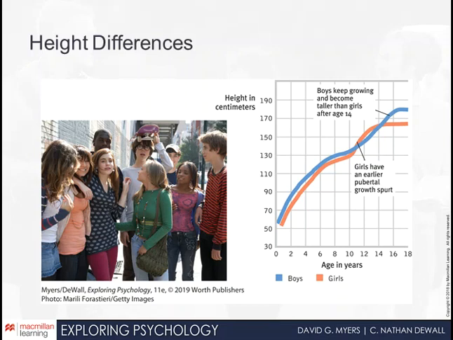So, throughout childhood, boys and girls are going to be similar in height, but at puberty, girls surge ahead briefly, but then boys overtake them at about age 14.